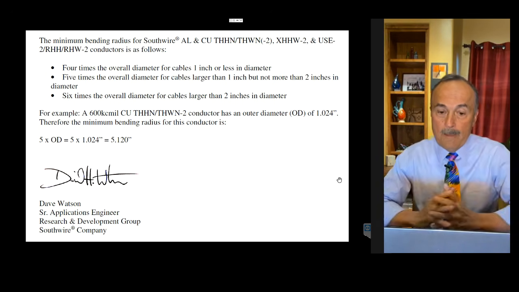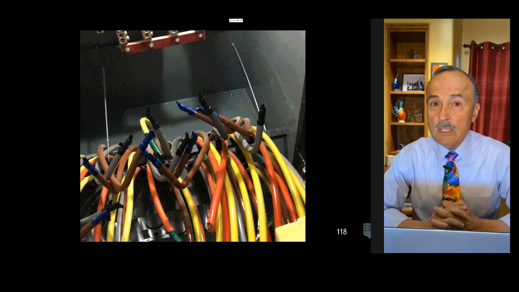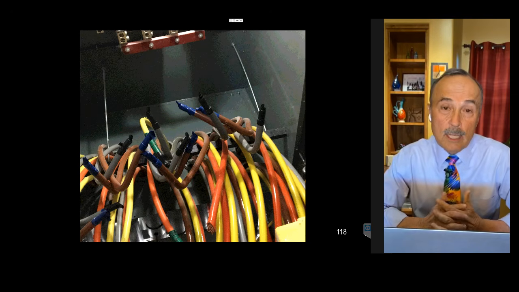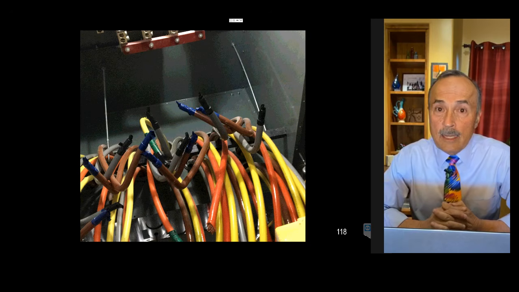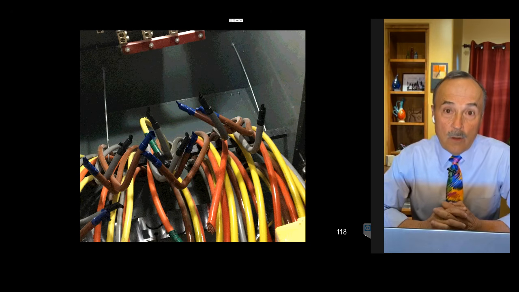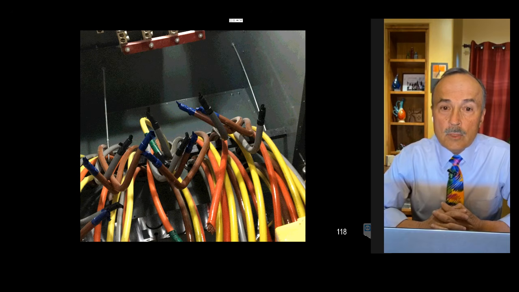So the contractor, I don't know how many tens of thousands of dollars it's going to cost, or it cost the contractor. So now it's in litigation. So even though there is no bending requirement in the National Electrical Code, there are some engineers out there, and in this case, Southwire happened to send them a letter saying, yeah, we have a minimum bending requirement. And so it's an issue.